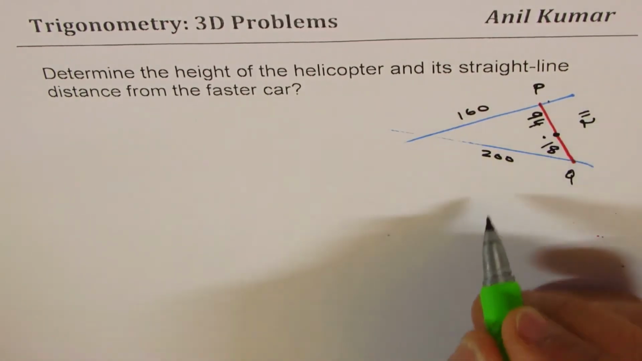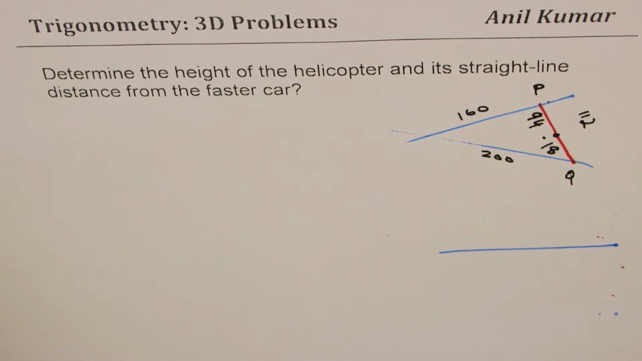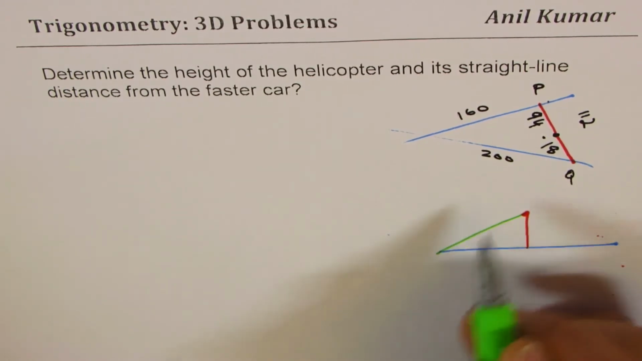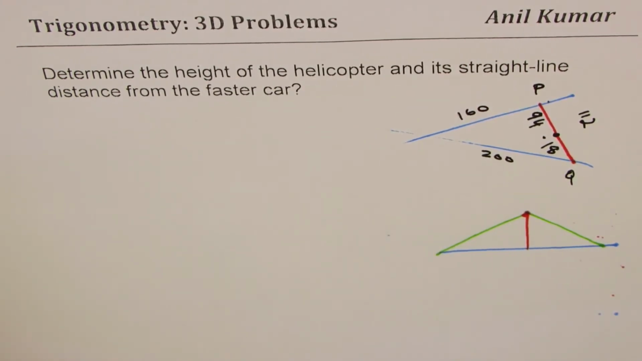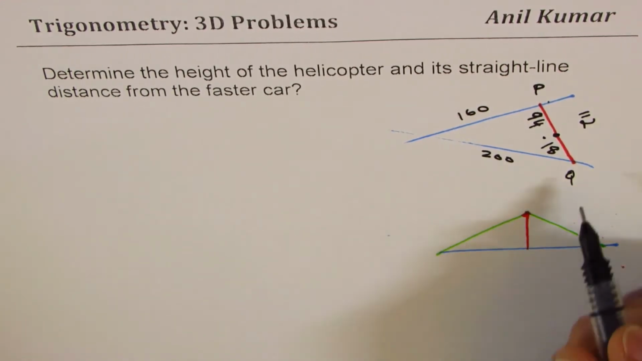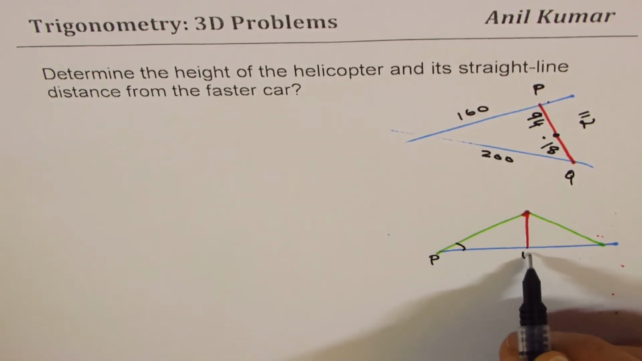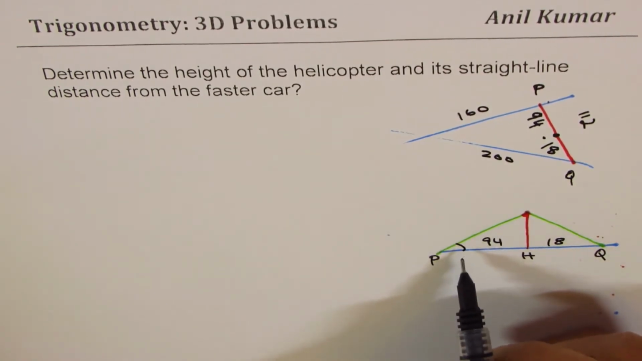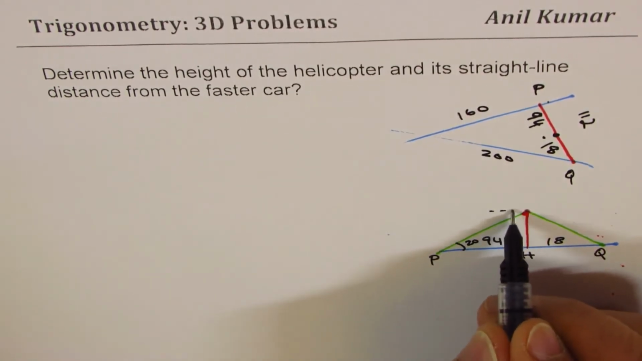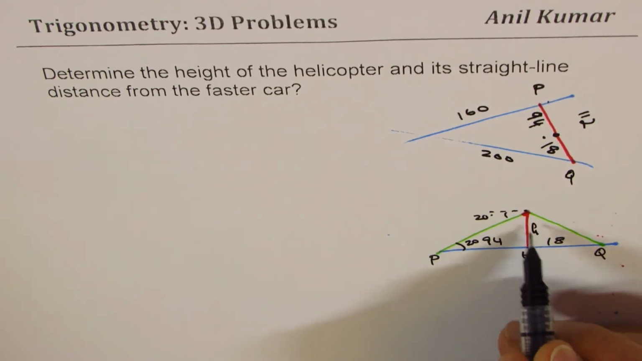So let me redraw this situation. So what we have here is a triangle like this. Now I'm doing it in 3D, right? So let's say the helicopter is stationed here. On the left side we have the slower car, and on the right side we have the faster car. So what we figured out so far is that the angle here with the slower car, which is P, this is the helicopter point, this is Q, that is 94, this is 18, and the angle of elevation here is 20 degrees, which is actually the same as the 20 degrees depression angle.